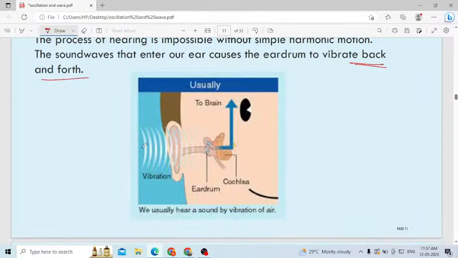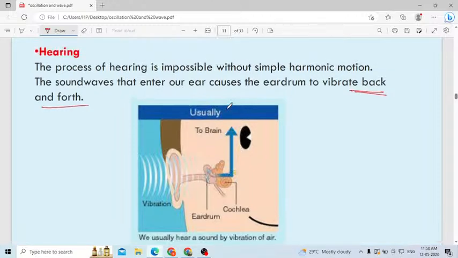This is the sound wave. How will we hear the sound? When sound waves reach our eardrum, the eardrum will start oscillating. Those signals will move to the brain, and then we can easily recognize the sound, what the meaning of the sound is. Everything will be recognized by our brain. The oscillation of the eardrum is also an example of simple harmonic motion.